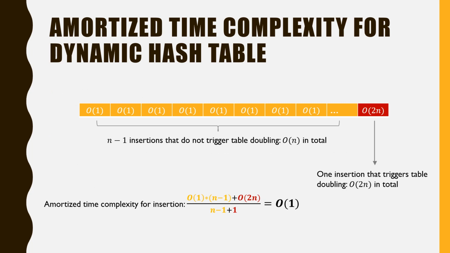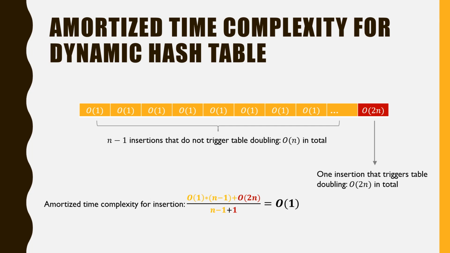Let's consider the insertion operation, which may trigger table doubling. Recall that the initial load factor of the hash table is 1/4 after the previous size change. It means that we have n records and the table size is m equals 4n. In this case, we will need to perform another n insertions before triggering the next table doubling. The first n-1 insertions will not trigger table doubling, and each of them can still be performed within O(1) time. Therefore, their total time complexity becomes O(1) times n-1, which is O(n).